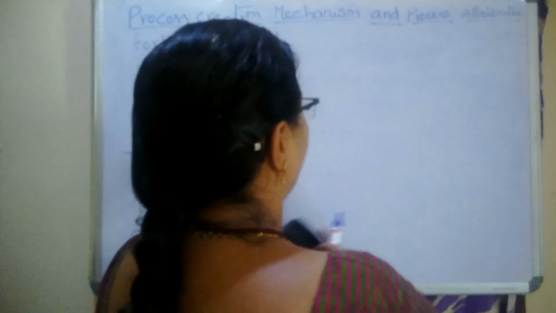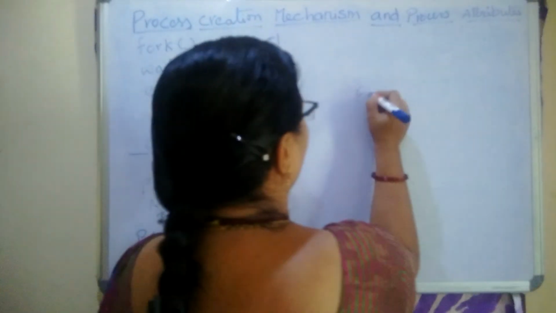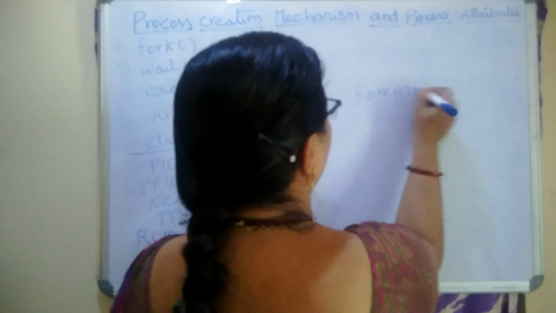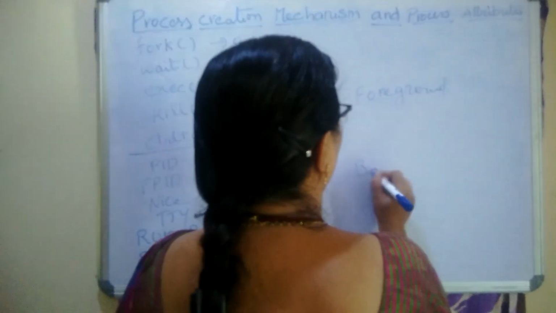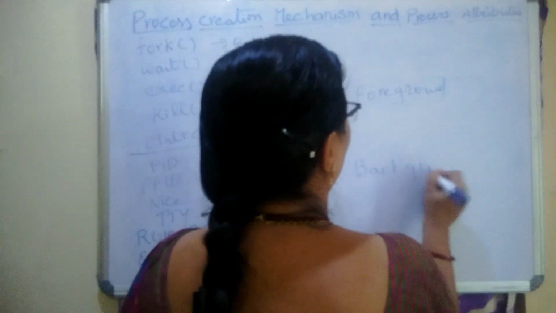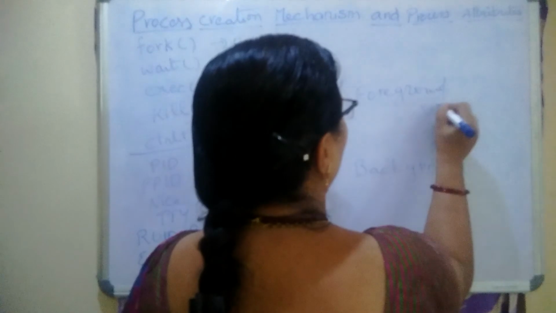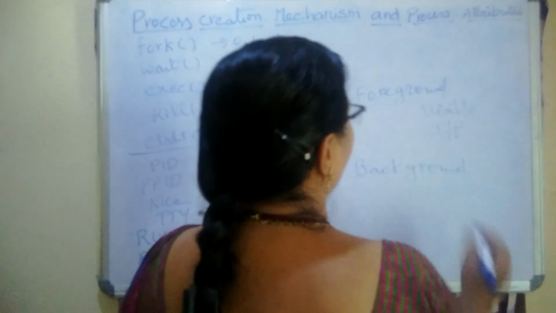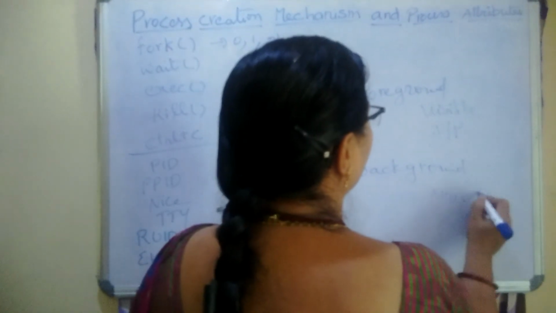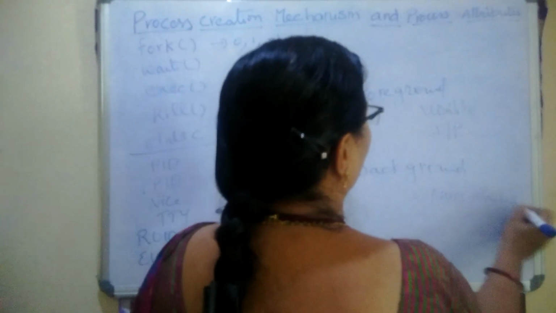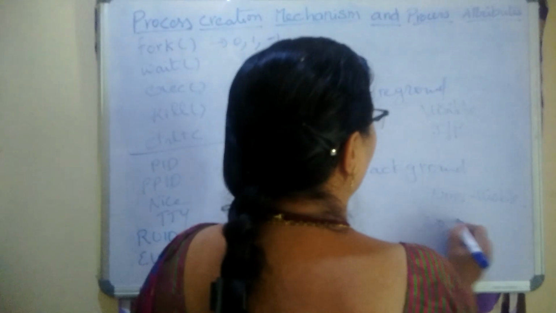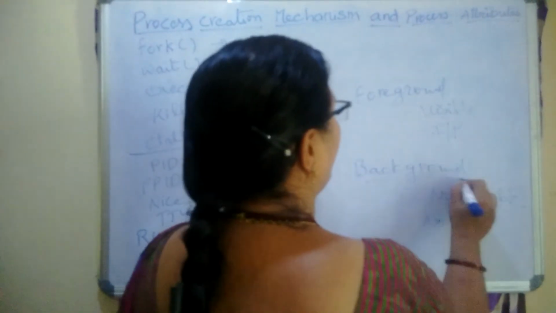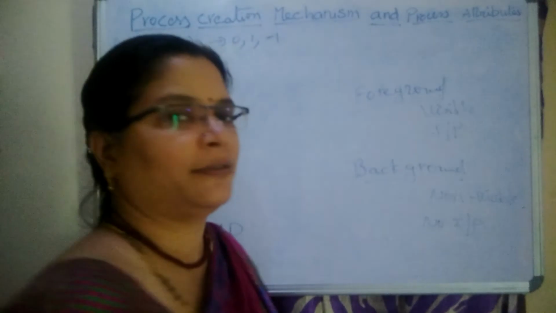And next, we have already discussed that there are two different kinds of processes. Number one is the foreground process and number two is the background process. What is the meaning of the foreground process? These are visible processes and the user can give input. Background processes are non-visible or invisible processes, and they cannot take any input from the user.